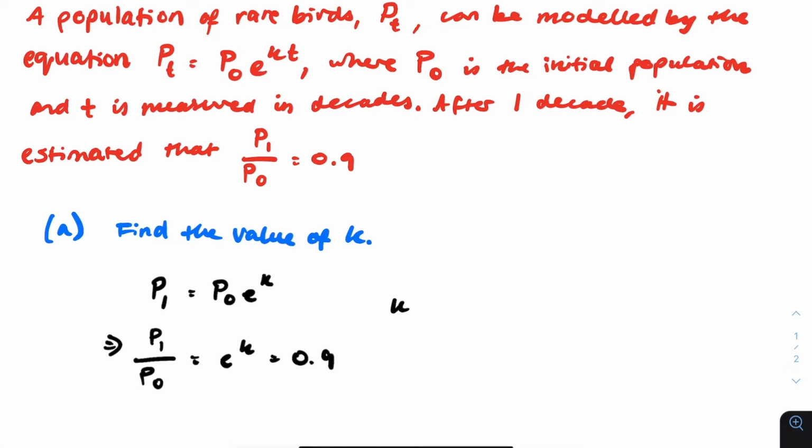So essentially, k is equal to ln of 0.9, which is approximately negative 0.11. So this is an approximation.